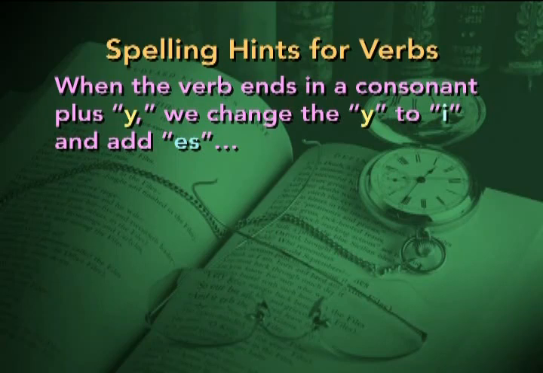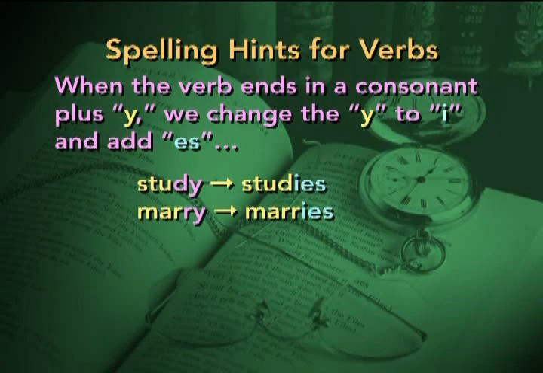And then when the word ends in a consonant plus Y, we change the Y to I and add ES. So you can see, study ends in a Y, change it to an I and add an ES. Studies. Willie studies English. Marry also ends with a Y. Let's change it to an I, add an ES, and that becomes marries. The groom marries the bride. Okay? There you have it.